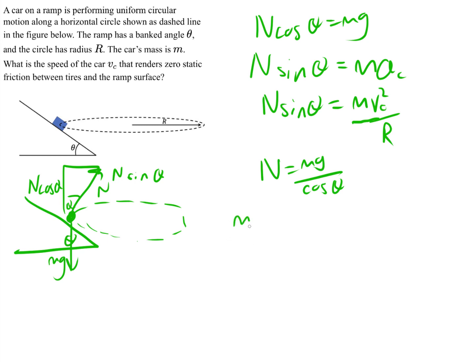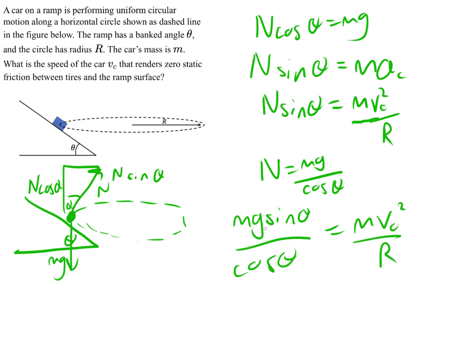So we get that the mass times the gravity times the sine of theta, that is the normal force, divided by the cosine of theta, after you plug the normal force in, is equal to the mass times the velocity of the car squared divided by r. Now you can cancel out both the masses because you can divide both of them. And sine theta over cosine theta becomes tan theta.